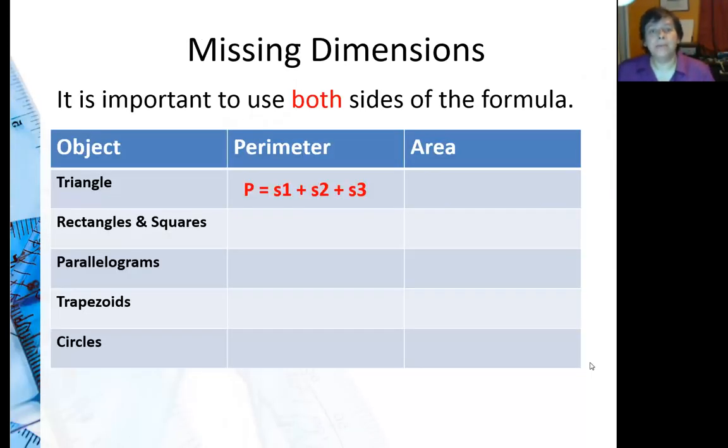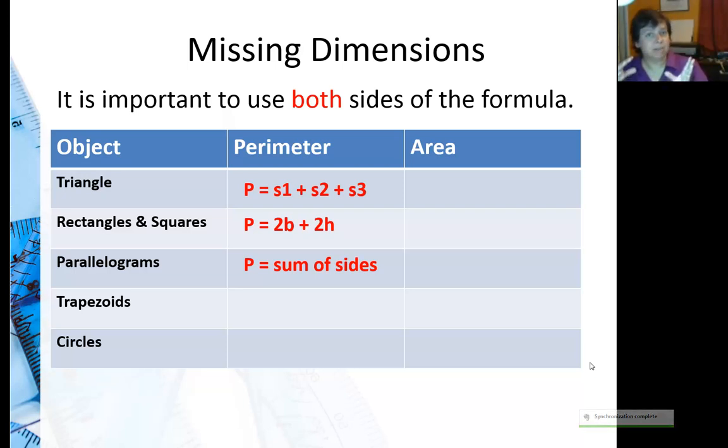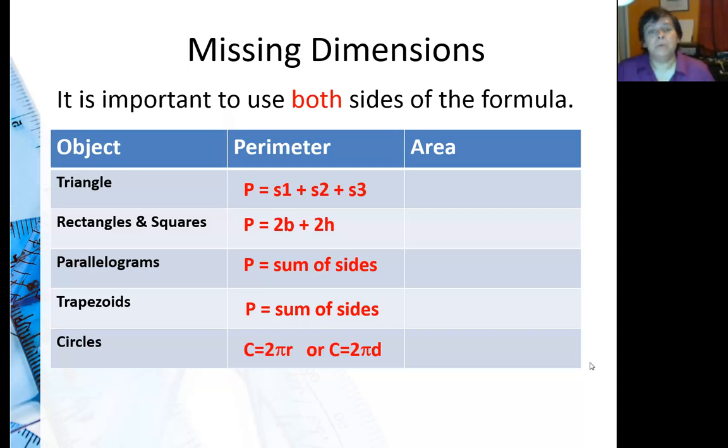Well, for a triangle, the perimeter is add up all three sides. For rectangles and squares, the sides are the bases and the height, so you add up all four sides. Same thing for parallelograms, except the height's not necessarily one of the sides. So you actually have to go and individually add up the sides. Same thing for trapezoids. For circles, we don't really call it perimeter, we call it circumference, but it's the same idea. It's a linear length around a circle.